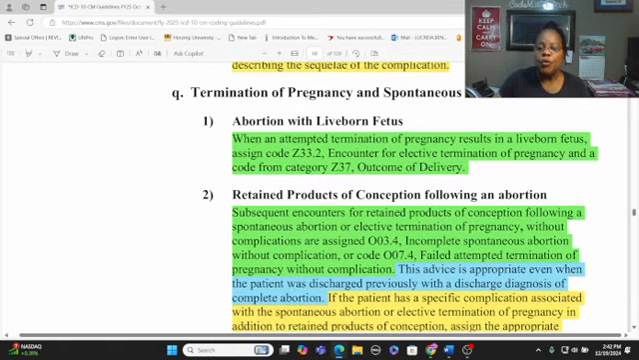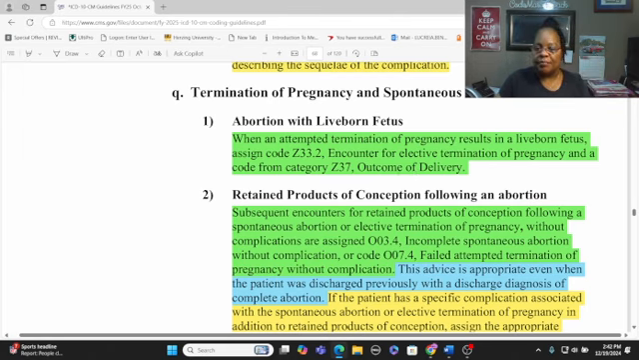Abortion with live-born fetus. When an attempted termination of pregnancy results in a live-born fetus, assign code Z33.2, encounter for elective termination of pregnancy, and the code from category Z37 for outcome of delivery. Because remember, even when the mother goes in at full term to have a baby, we always identify the outcome of delivery. Did she have a single liveborn?